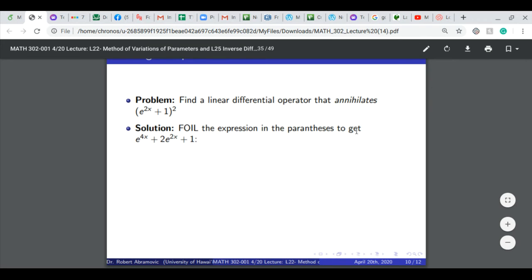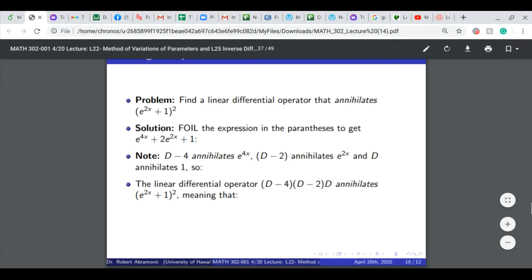Expand the expression in the parentheses to get the following: e to the 4x plus 2 e to the 2x plus 1. That means d minus 4 annihilates e to the 4x, d minus 2 annihilates e to the 2x, you can check this, and d annihilates 1. So if you let all these act on e to the 2x plus 1 squared, it will annihilate that function. You can check this because d annihilates the constant terms. D minus 2 annihilates all the terms involving e to the 2x.